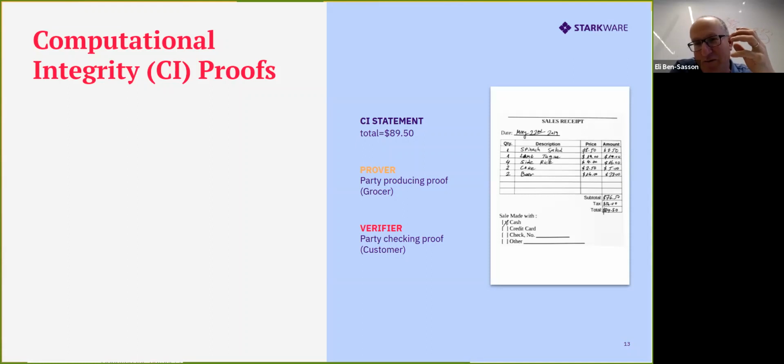It is checked or verified by naively replaying the computation. So here you can see an example of a proof of integrity in which the prover is the restaurant owner and the verifier is the customer. And the way verification is done is by repeating the computation. And what you get from this is knowledge or trust in the correctness of the statement, that the statement is you should pay $89.50. So let's move to the next slide, please.